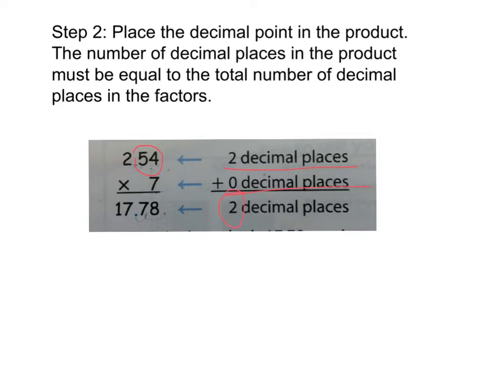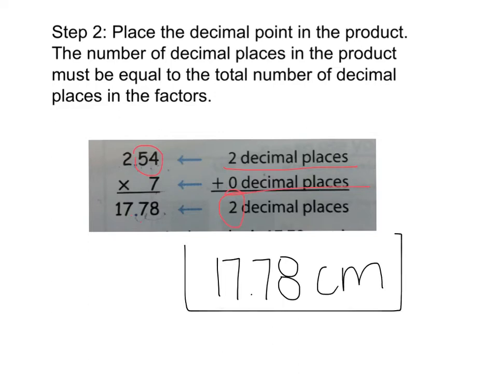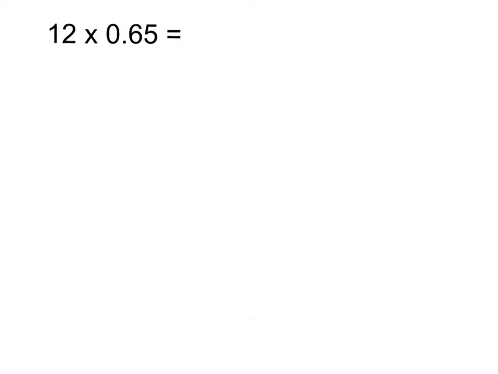So we'll put our decimal in where we need to do it so that we have 2 numbers in our decimal places. So how many centimeters are there in that bracelet? Daniel? 17 and 78 hundredths centimeters. We need to remember to label our answer. Okay, very good. So let's try this one.